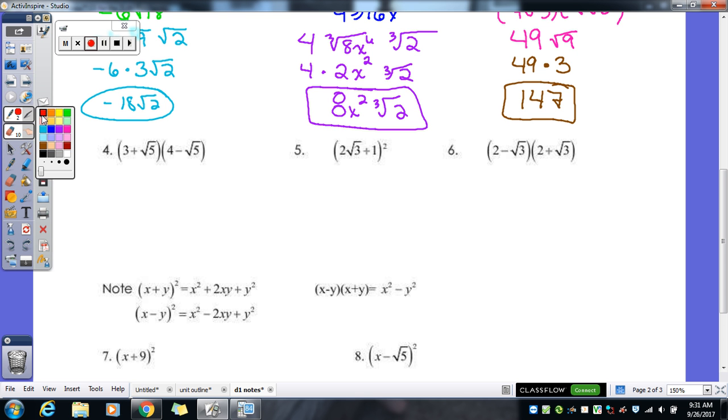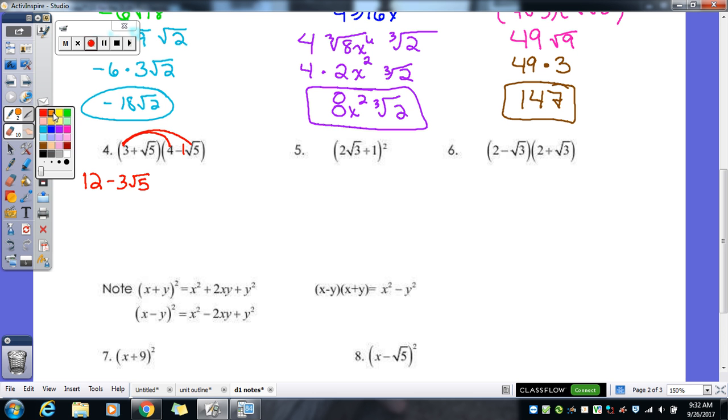So taking a look at our fourth one, we have a binomial times a binomial. We've done this before. So we're going to have to take the 3 and distribute to both terms in the other parenthesis. So my 3 times my 4 gives me a 12. My 3 times my negative radical 5 would be negative 3 radical 5. There was no radical with the 3 to multiply, so you just did that 3 times that 1 in front of it.